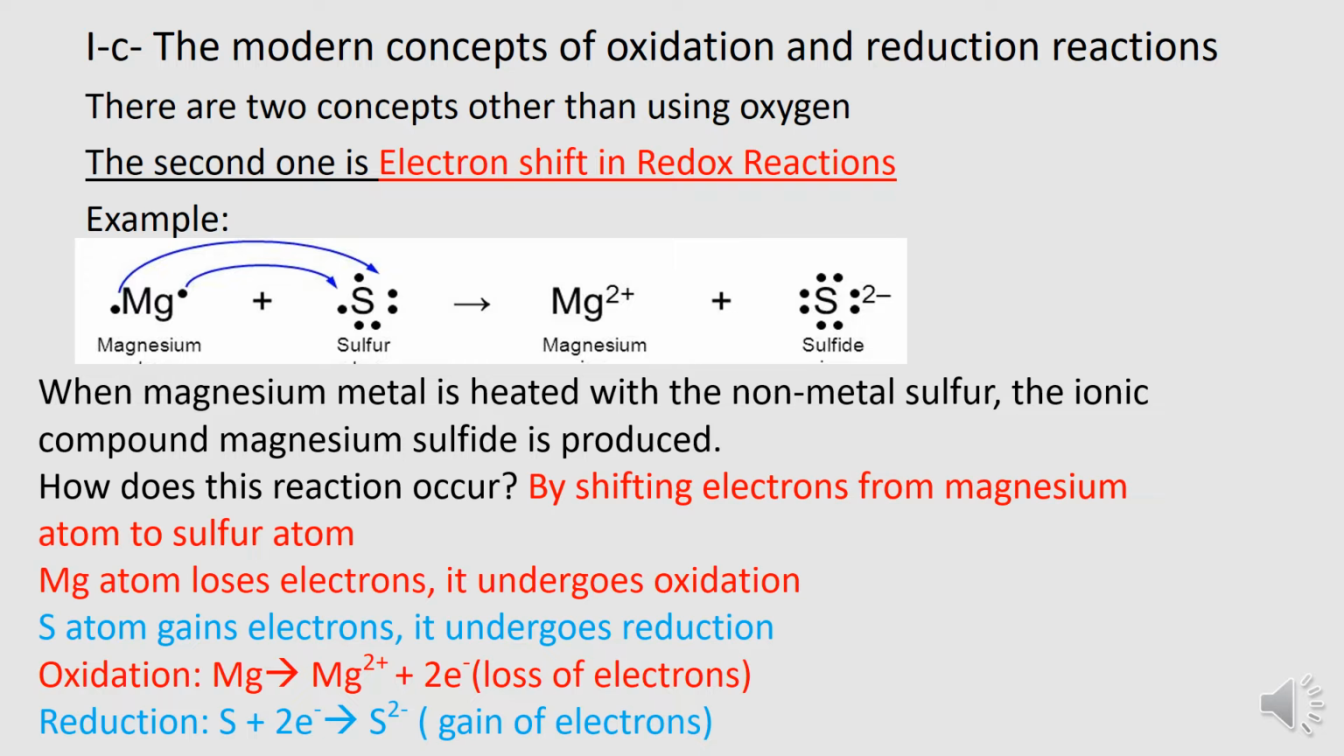Now the second half reaction will be reduction. You represent the sulfur that gains electrons. It gained the 2 electrons from the magnesium, and it becomes sulfur 2 minus, sulfide ions. It means here it gains electrons.